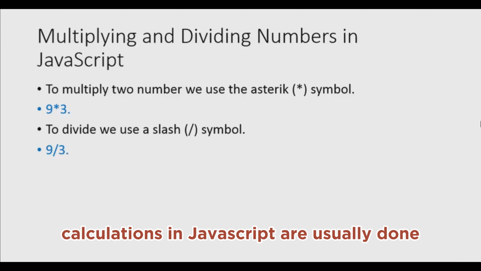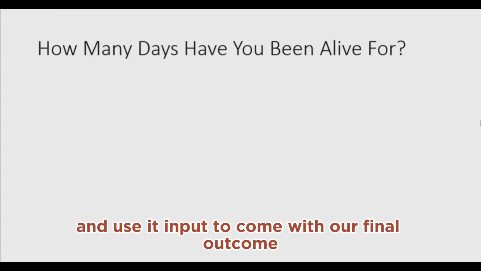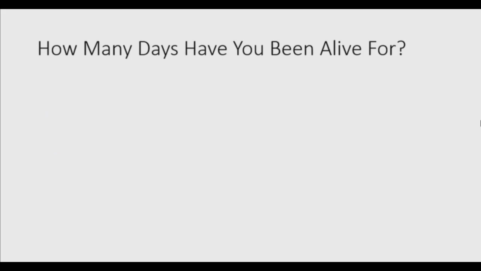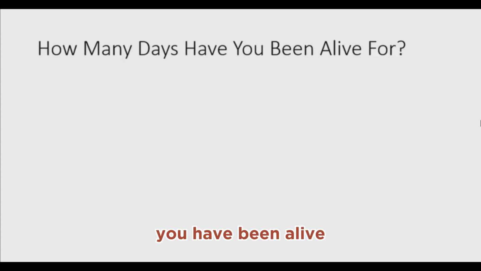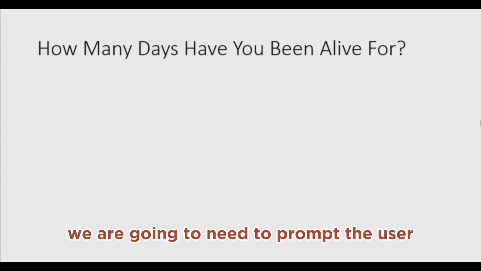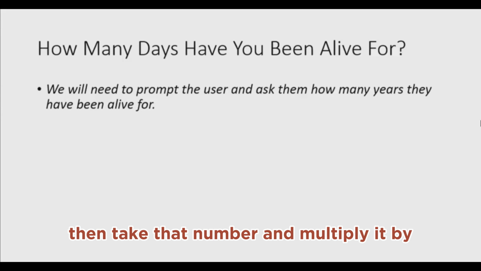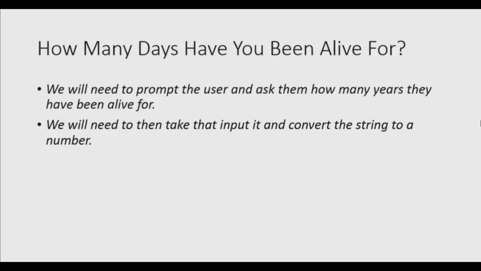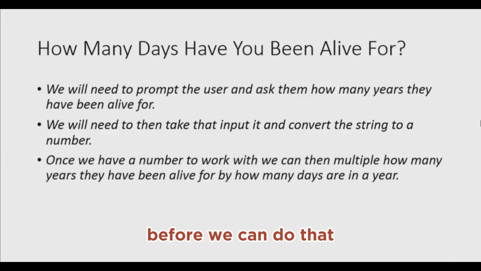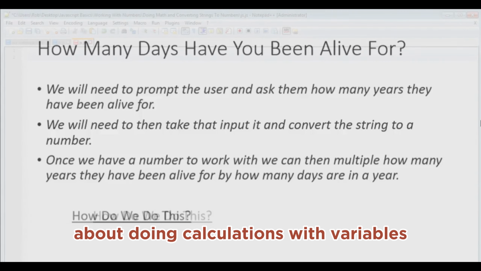Calculations in JavaScript are usually done when we take input from a visitor and use that input to come up with our final outcome. Take our program that will calculate how many days you have been alive, for example. We are going to need to prompt the user and ask them for their age. Then take that number and multiply it by how many days are in a year. But how do we write that in code? Before we can do that, we need to talk a little bit more about doing calculations with variables.